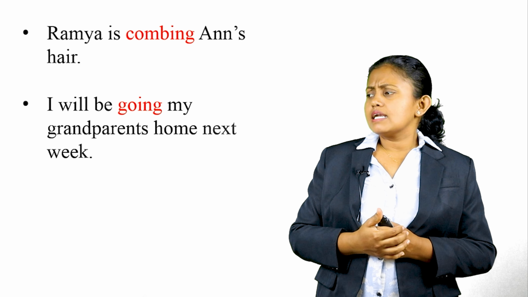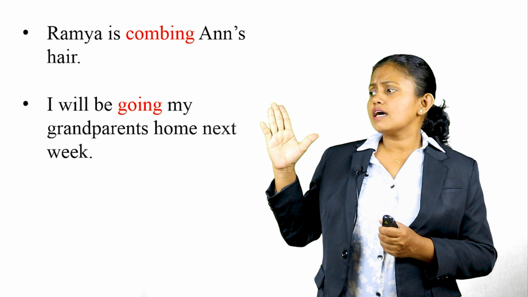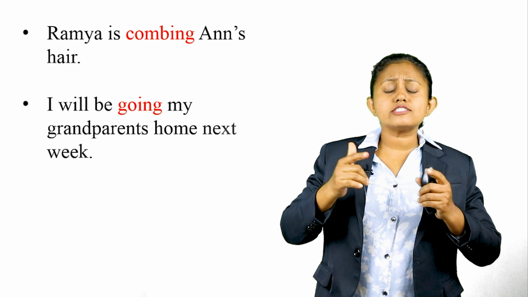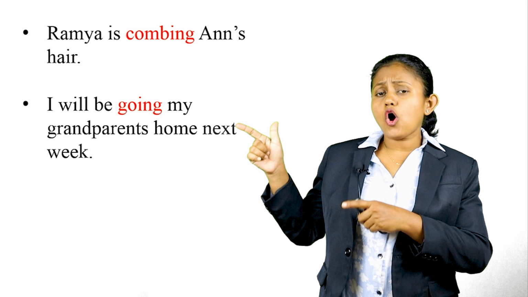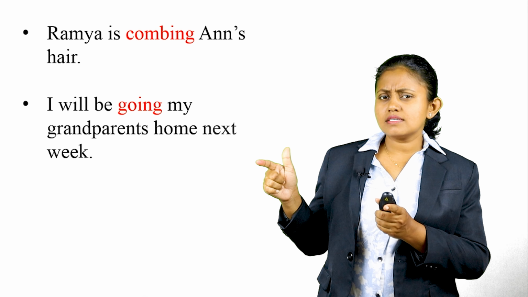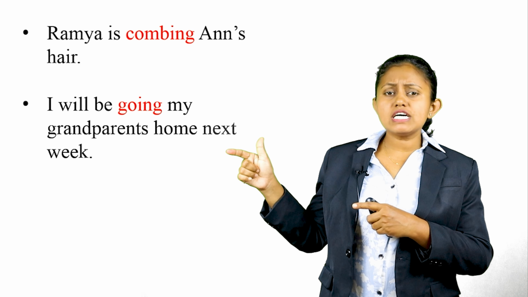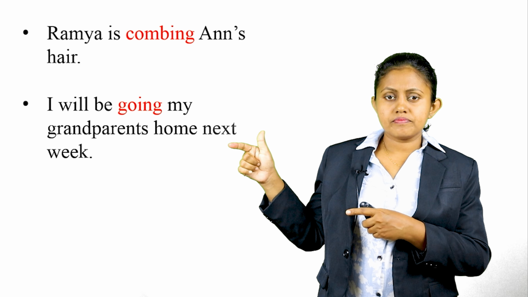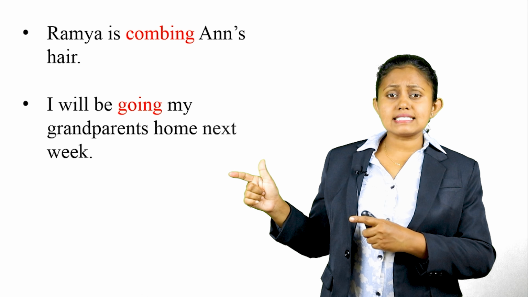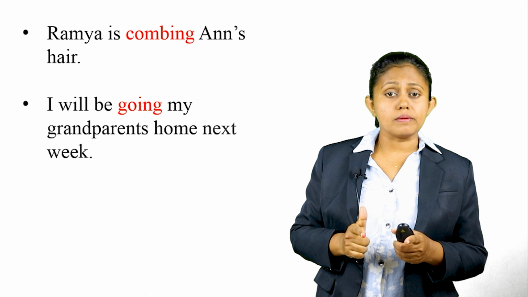Right? Let's see these two sentences. The first one is: Ramya is combing her hair. Can you think, in this sentence, is the word combing a gerund or a verb? If I say it in other words, is the word combing a noun or a verb in this sentence? Yes, you are correct. In this sentence, the word combing functions as a verb. Why is that?